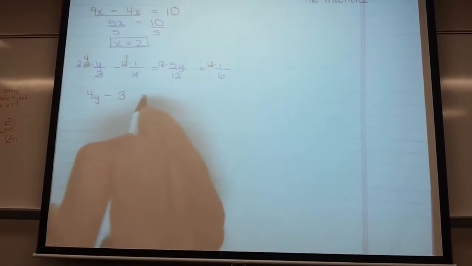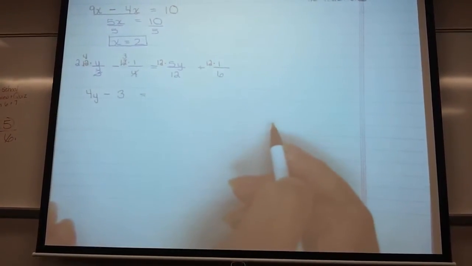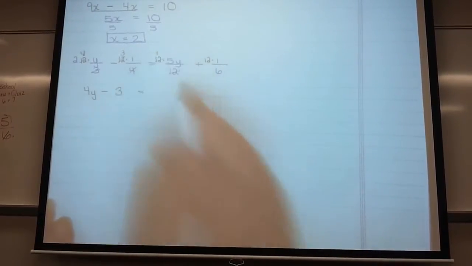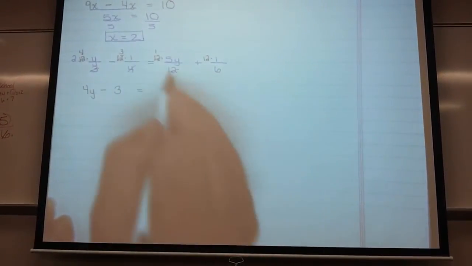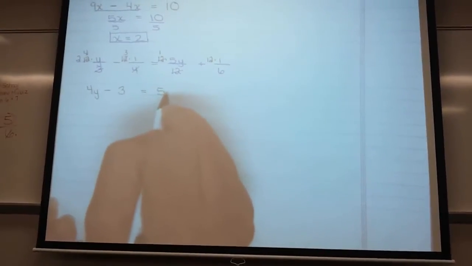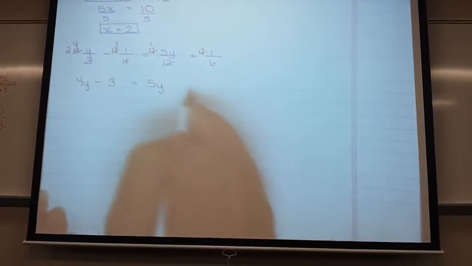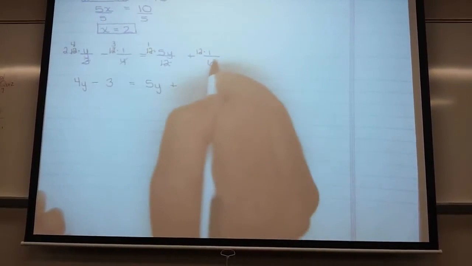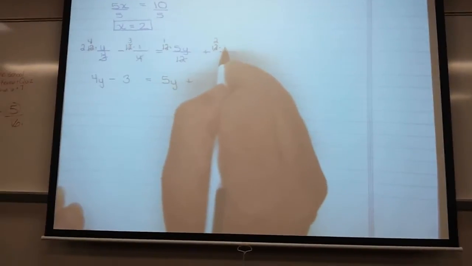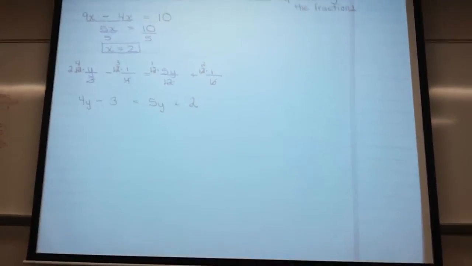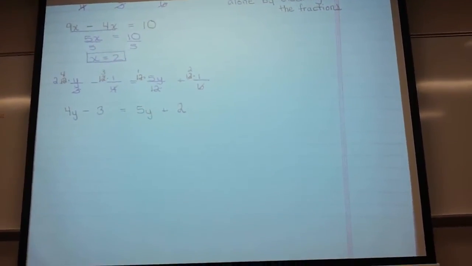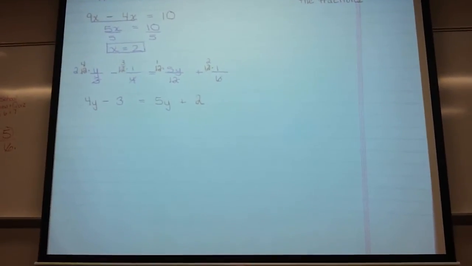Bring down your equals. Okay, this one, let's think about it. 12 goes into 12 one time, 1 times 5y is 5y. Plus 6 goes into 12 2 times. 2 times 1 is 2. Now the fractions are gone. And then this is just a review on how to solve equations.